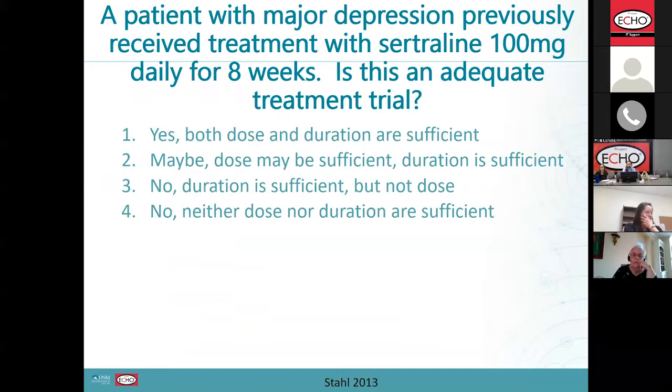So here's a multiple choice question for you all. A patient with major depression previously received treatment with sertraline 100 milligrams daily for 8 weeks. Is this an adequate treatment trial? 1, yes, both dose and duration are sufficient. 2, maybe, dose may be sufficient, but duration is not. 3, no, duration is sufficient, but not dose. Or 4, neither dose nor duration are sufficient. What do y'all think? Let's see, we got a 1, got 2, got 2.